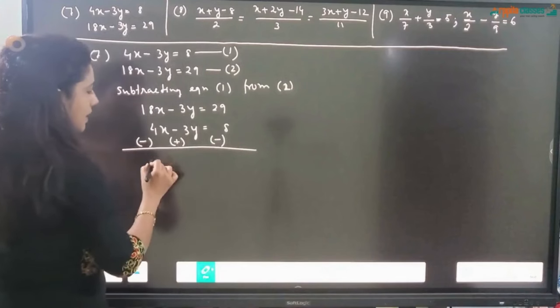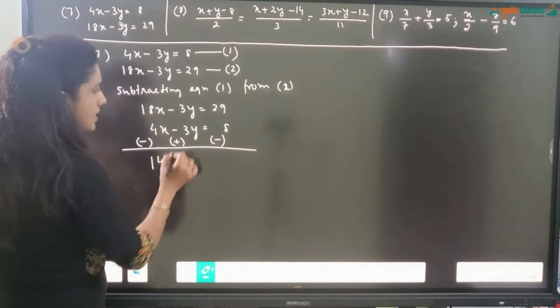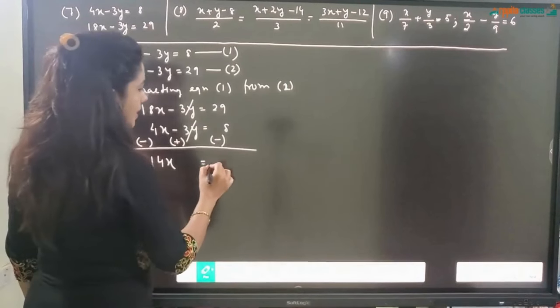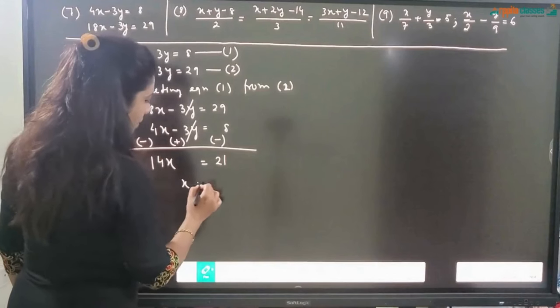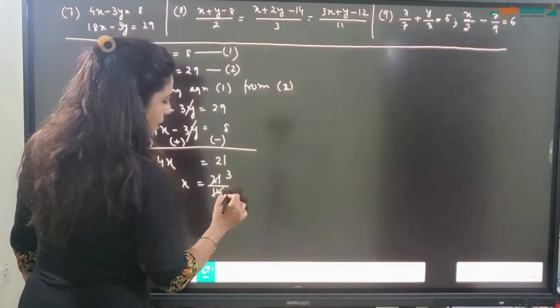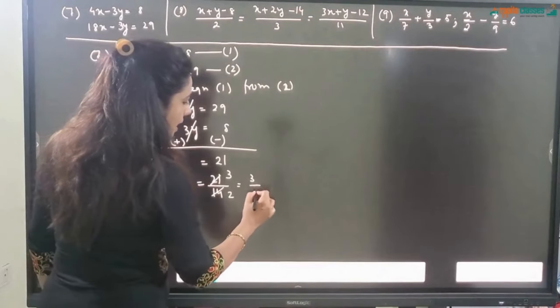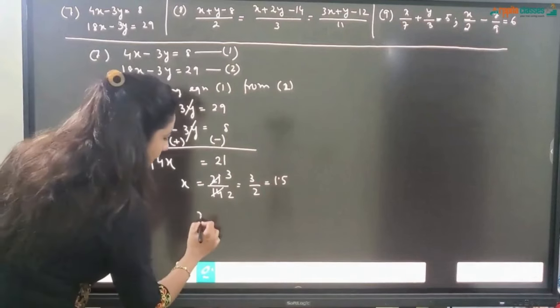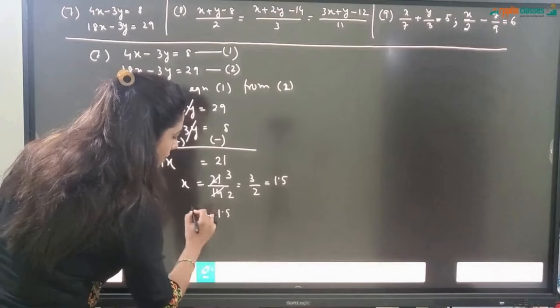Now 18 minus 4 will give you 14x. Minus 3y plus 3y will get cancelled. And here this is 21. So the value of x is 21 upon 14. That is 7 threes are 21, 7 twos are 14, 3 by 2. And 3 by 2 means 1.5. So we got the value of x, that is 1.5.